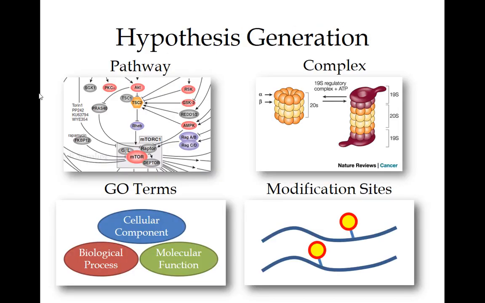Some things you can do is, for example, if you're interested in a particular pathway, you might take all of the proteins that are annotated for that pathway, do an in silico digest of them, and say, I want to query the data for all of those. You could have a particular complex you're interested in. You might just want to go for a GO term, or you might even have particular modification sites that you want to extract peptides for.